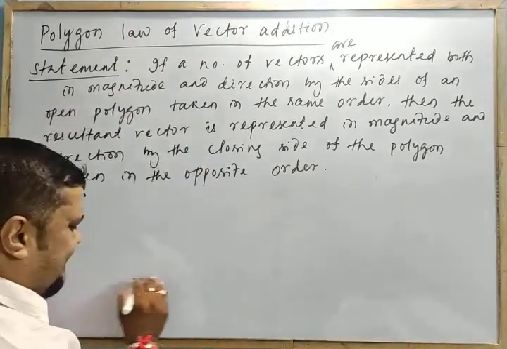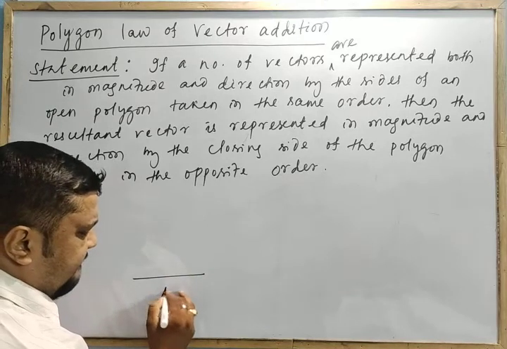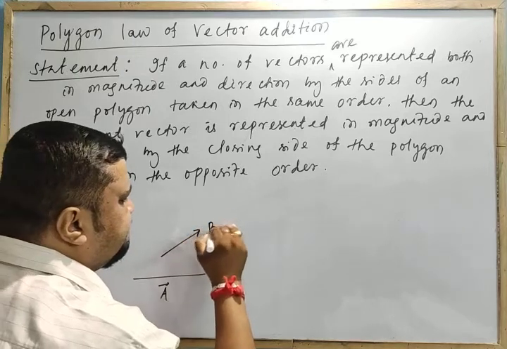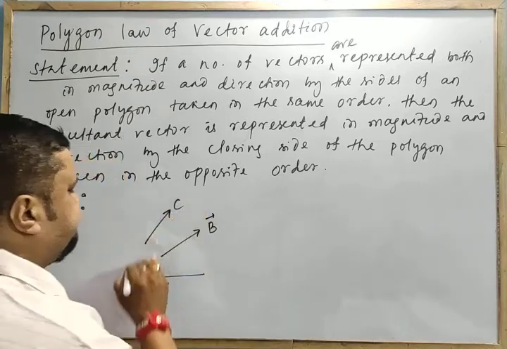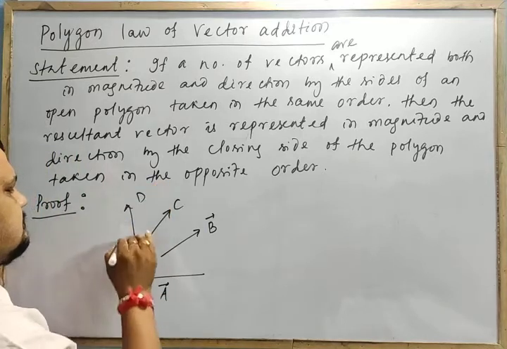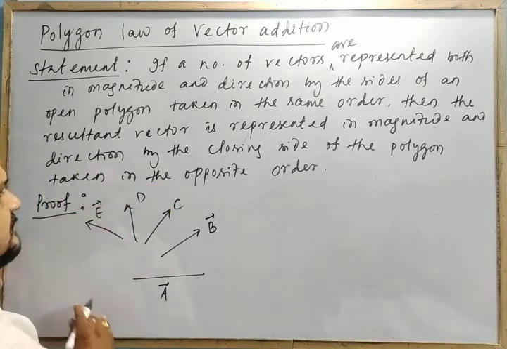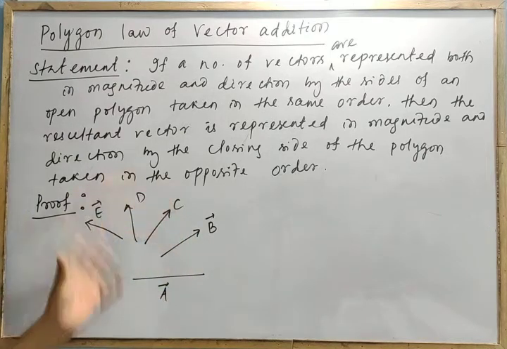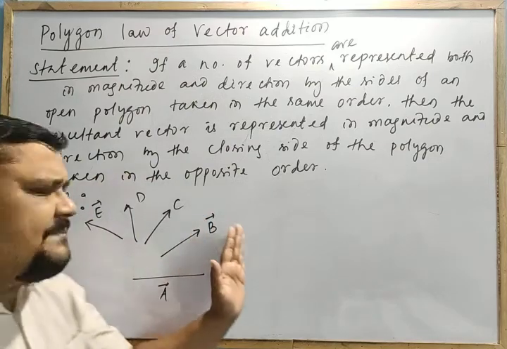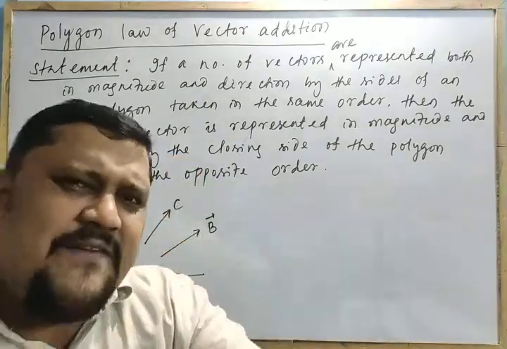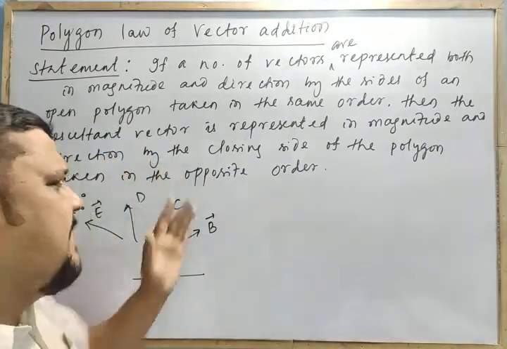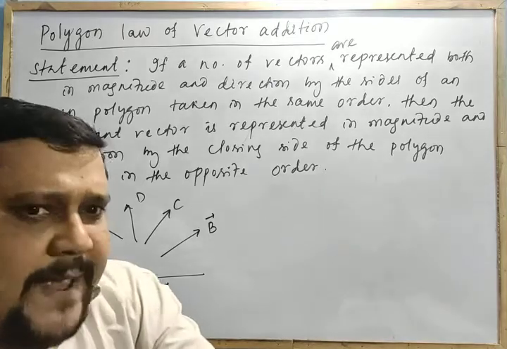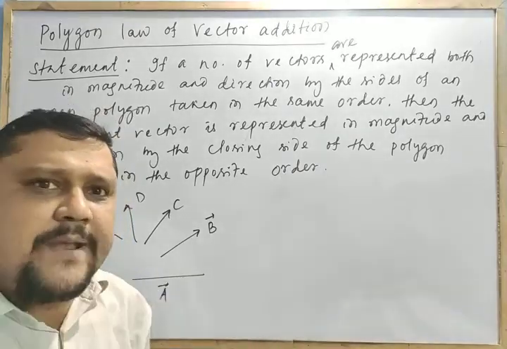So let us consider the vectors are like this: A, and vector B, C, D, E. Okay, now the vectors are acting like this. A, B, C, D, E are given. Now I use the polygon law for this one. Do the parallel shifting. By shifting parallel anyway, I will make these vectors as the sides of an open polygon.